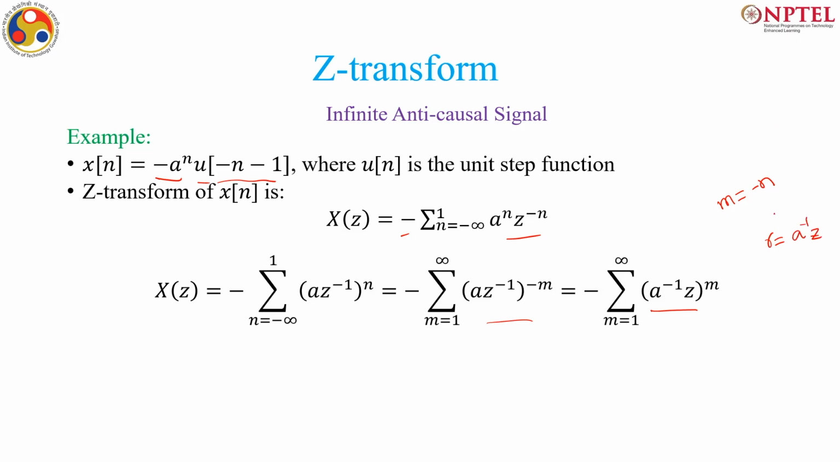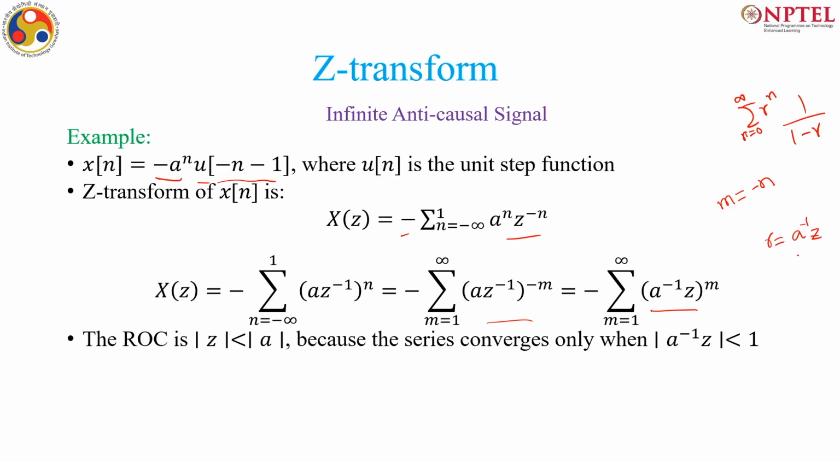So, this r is the r for the GP series, r power n. Now how will I solve this? I will put in the formula and I will see that this will exist only if the value A inverse z is less than 1, and if I rearrange, we will see that mod z is less than mod A, which is the region inside the circle having radius a.